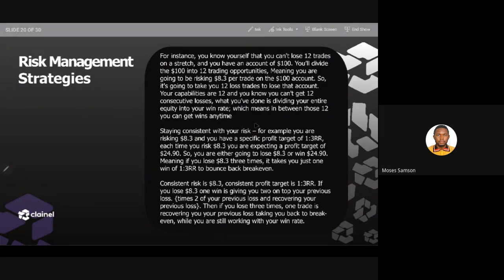And as a trader, you need to document your trades. You need to have documentation. Always ensure you follow your risk management strategy.